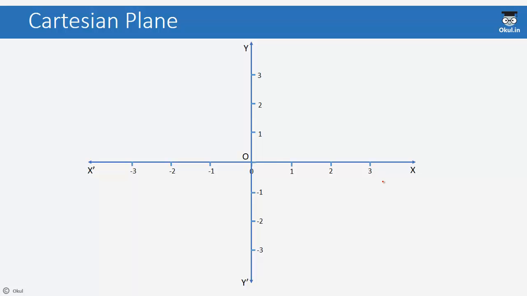Now let's move on to the Cartesian plane and understand some basic definitions related to it. There are two number lines. One is horizontal, named x dash and x, and the other one is vertical, known as y dash and y. So this horizontal number line is known as the x-axis, and the other one, which is vertical, is known as the y-axis. The point of intersection where zeros of both the x and y-axis coincide is known as the origin.